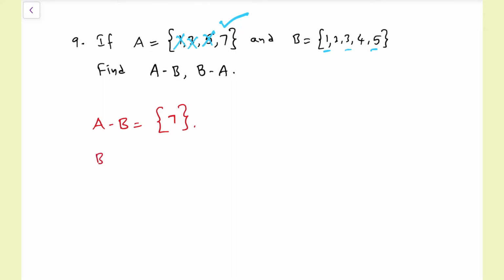Then finding B minus A. To find B minus A, we need to select set B. 1 we need to remove, 3 we need to remove, 5 we need to remove, because 1, 3, 5 are there in set A also. After removing those, what remains in set B is 2 and 4. So B minus A will be 2, 4.